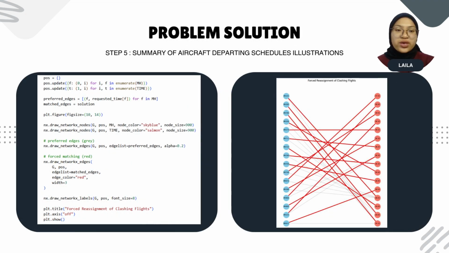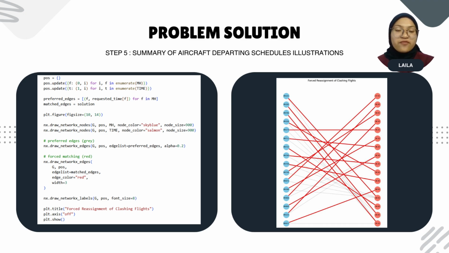Step 5. Summary of aircraft departing schedule illustrations. The code visualizes the final flight time allocations using a bipartite graph. Each aircraft is matched one to one with a departure time. Nodes are positioned clearly to show aircraft and time slots. Edges represent scheduling relationships. Matching edges show the final allocated departure times. Different colors distinguish aircraft, time slots, and schedule.